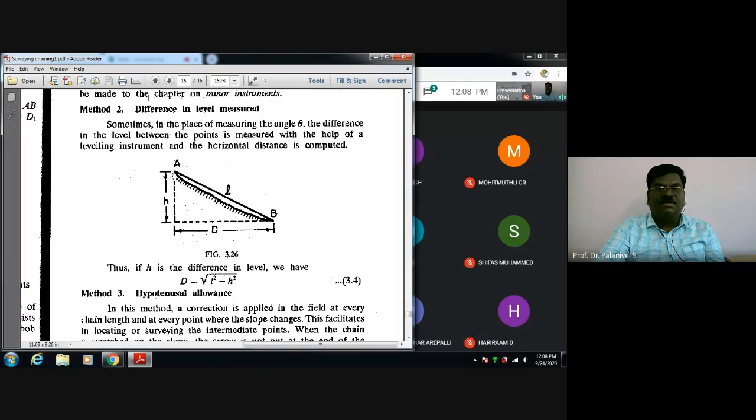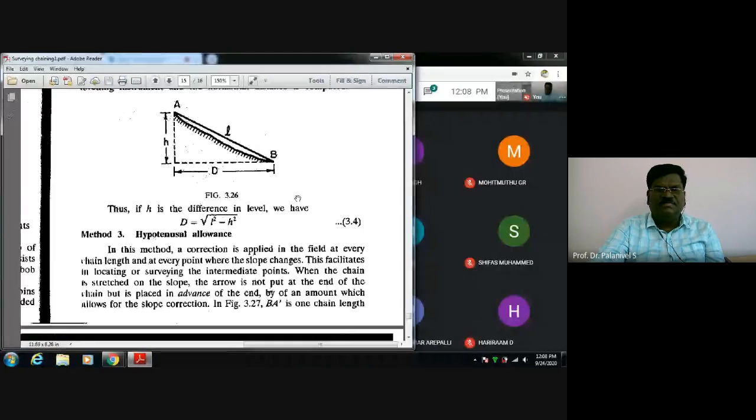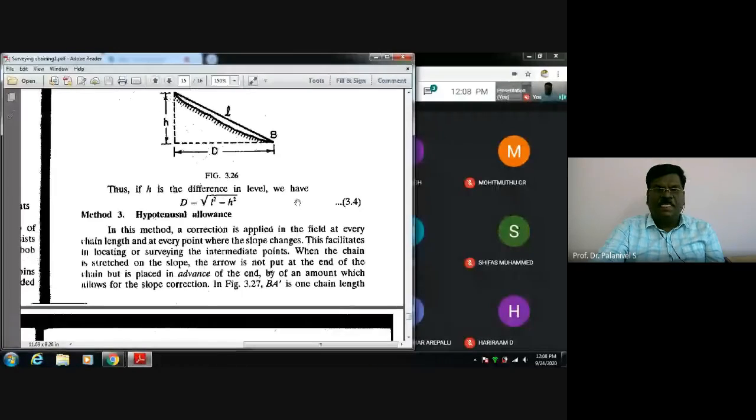if it is possible to get the difference in level between these two points using a leveling instrument, that is found to be h, the difference in height. Then by the Pythagoras theorem you can get the horizontal distance. D equals the root of L square minus h square will give you the horizontal distance. That is another method, the difference in level method, another way of doing chain surveying on sloping grounds, right?